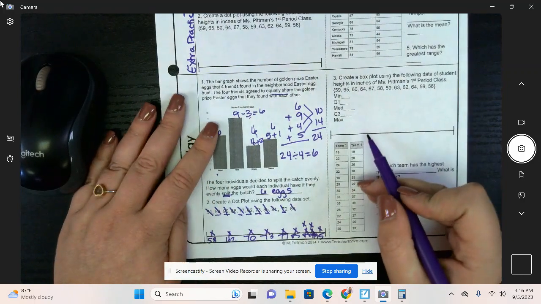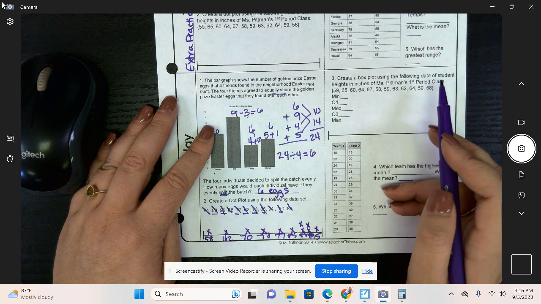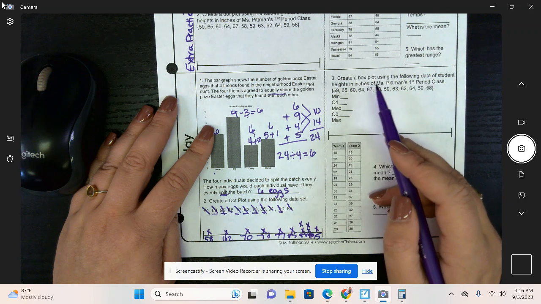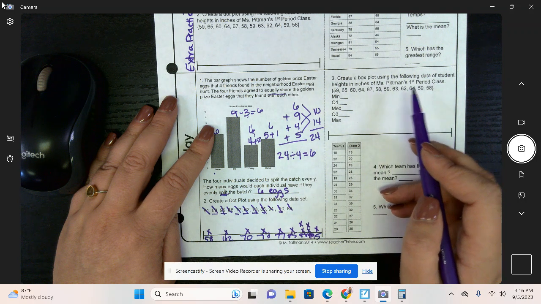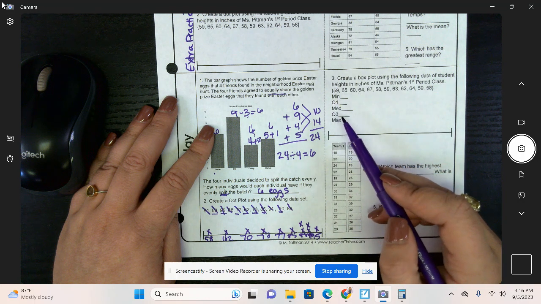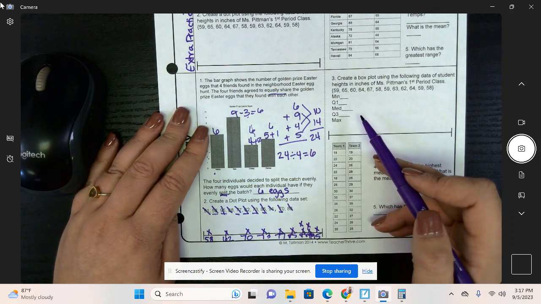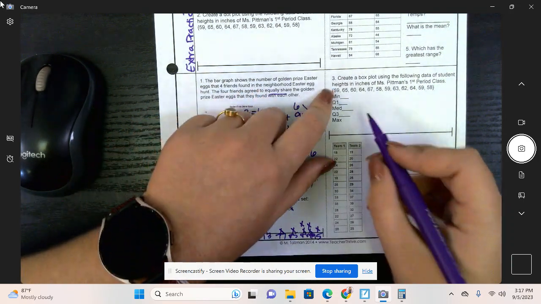All right, number 3 says create a box plot using the following data of students' heights in inches of Ms. Pittman's first period class. So in order to find these 5 numbers, the first thing we have to always do is put our numbers in order from least to greatest. So that's what we're going to do here. We're going to put these numbers in order from least to greatest.